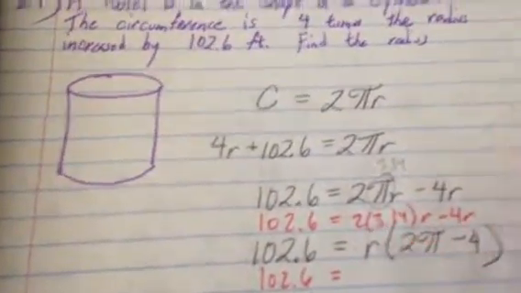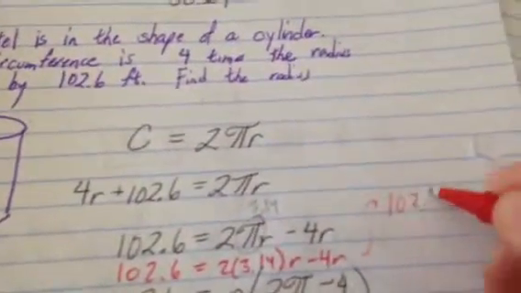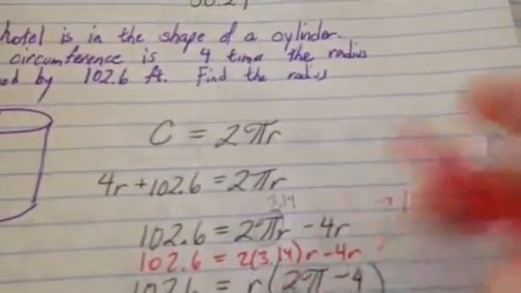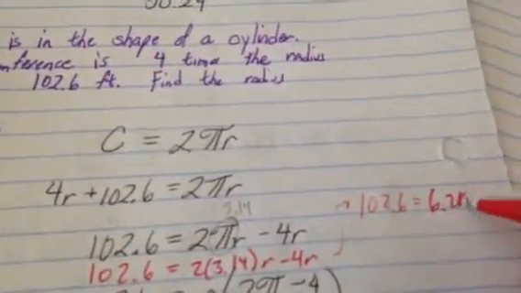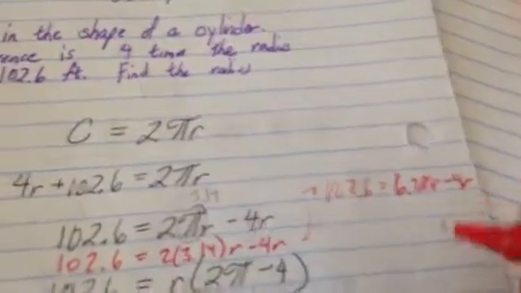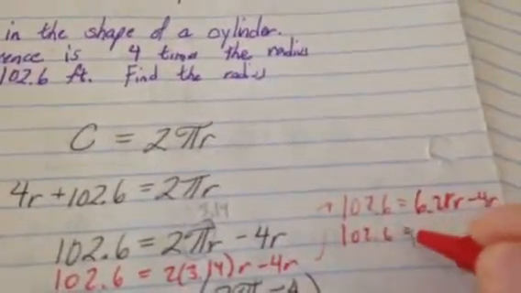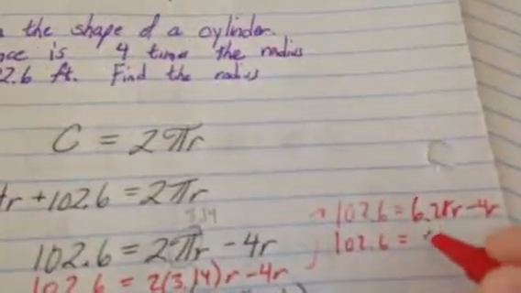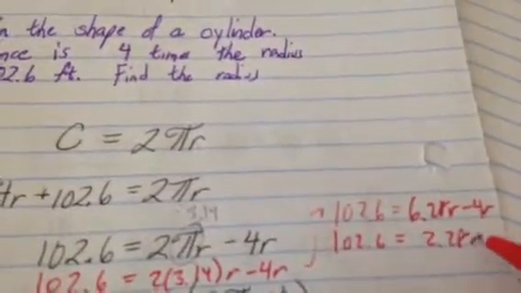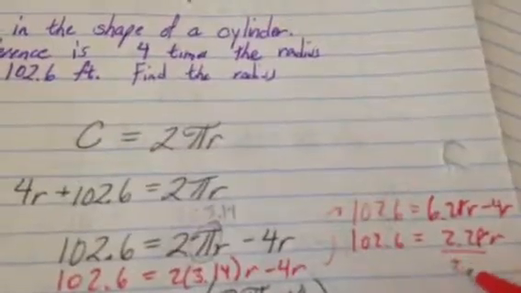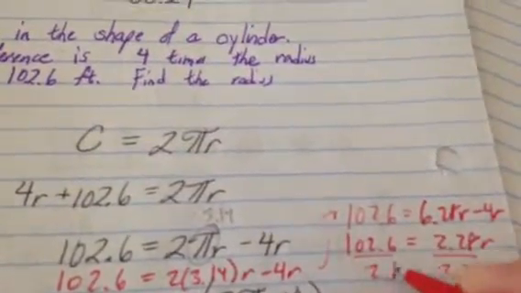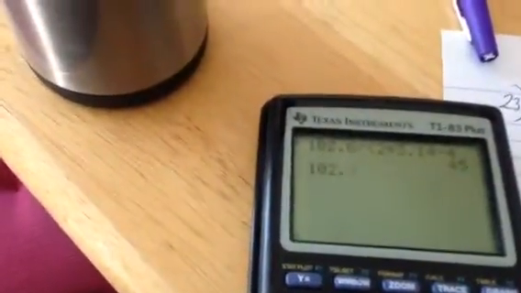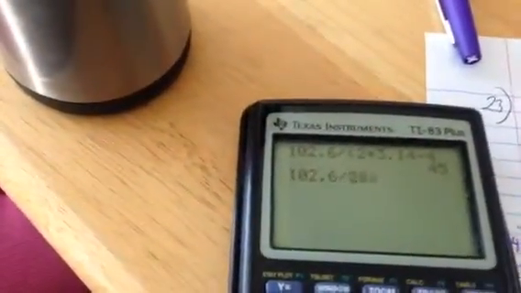And so this would be 102.6 equals 6.28r minus 4r. And so this would be 102.6 equals, and then you could just subtract these like normal numbers, and you'd get 2.28r, and then you would just divide both sides by 2.28. So if I do 102.6 divided by 2.28, I get the 45 as well.